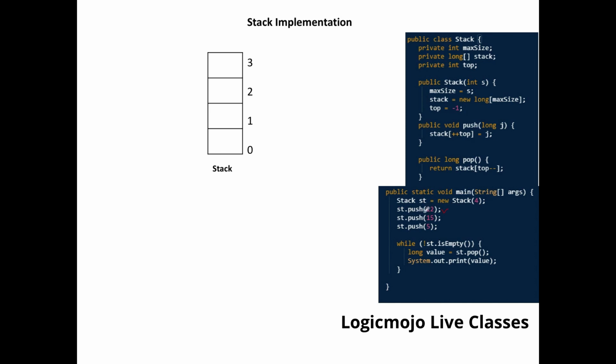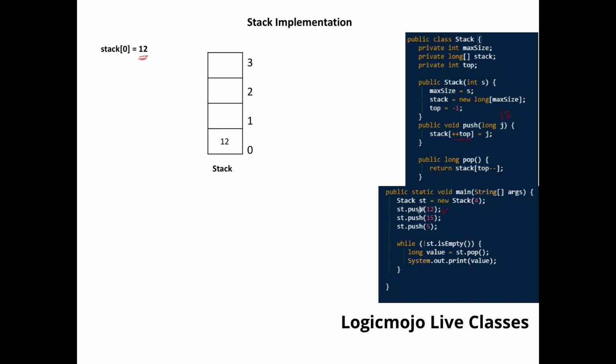Then we call the method push. So we call st.push, and here we pass the value 12. In this push method, we first increment the value of top. Once we increment it, the value of top will change from -1 to 0, and at stack position 0 we insert the value 12. It means in this array at index 0 we store the value 12.